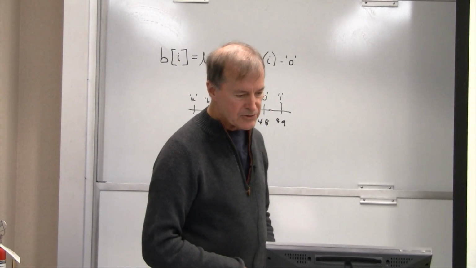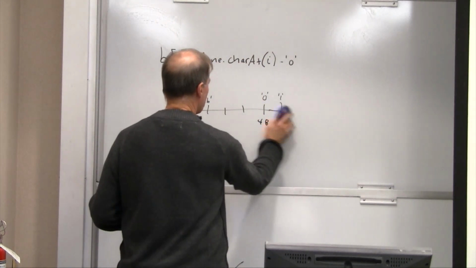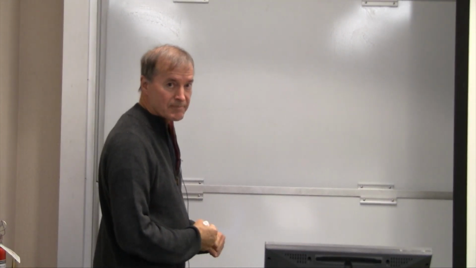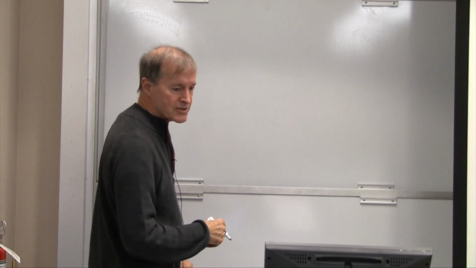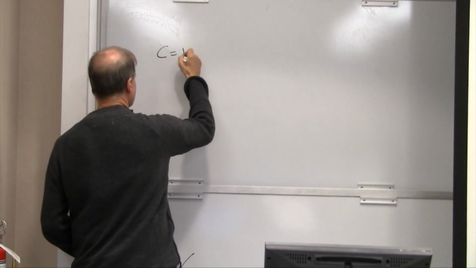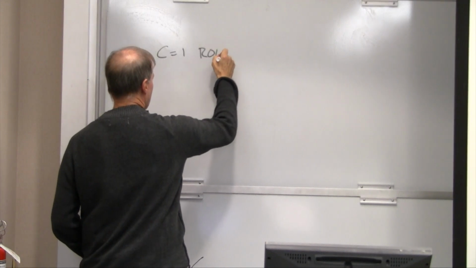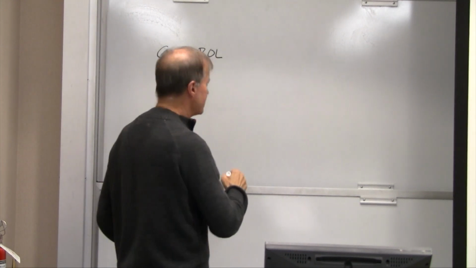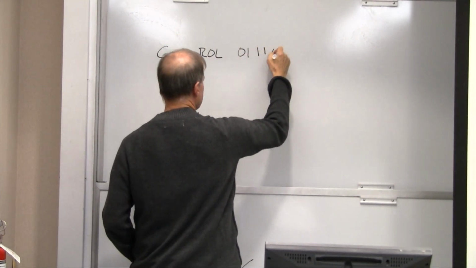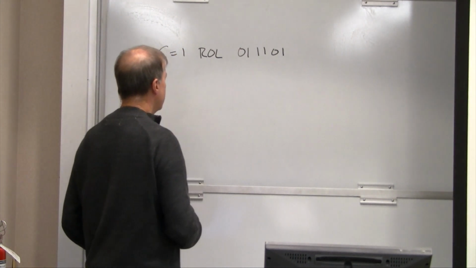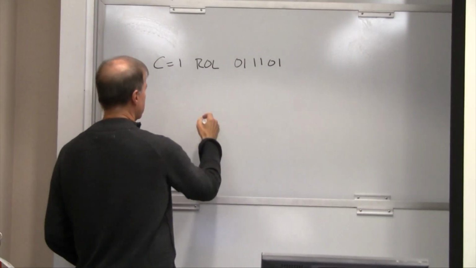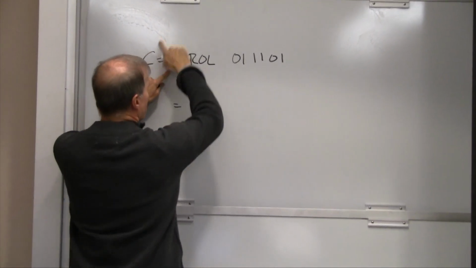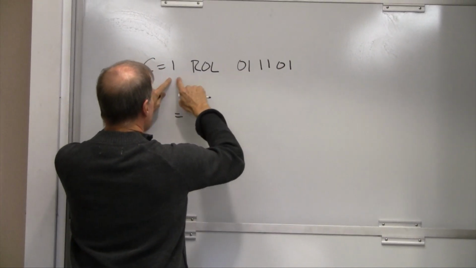So let's do an example. For the rotates, you have to know what the initial value of C is. Suppose C equals 1, and then we do a ROL, a rotate left, of a 6-bit cell that is 0, 1, 1, 1, 0, 1. So what will that equal? 1, 1, 1, 0, 1. This 1 will rotate around to here. This will rotate into the C bit.